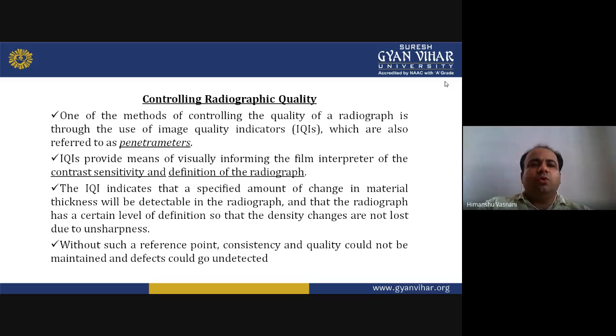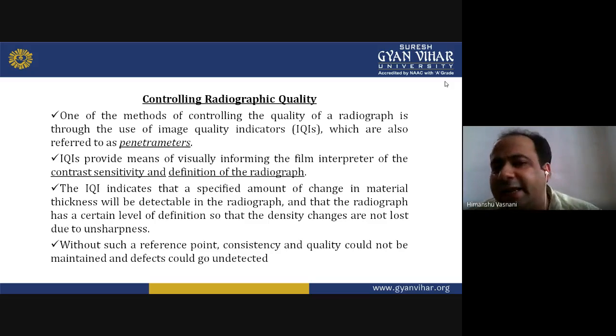One of the methods of controlling the quality of a radiograph is through the use of image quality indicators, IQI, which are also referred to as penetrometers. We can control the quality of a radiograph through the use of these IQI image quality indicators, and these are also referred to as penetrometers. We have to understand this term also.